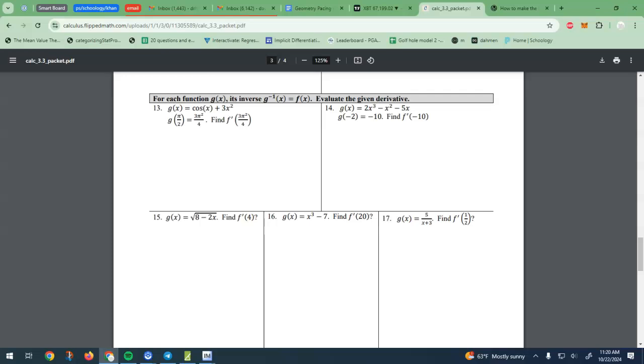So pi over, what's pi? How many degrees? 180, so pi over 2 is 90, and I want the y value. Which is 1, but it's negative. So negative 1 plus, that's 3 pi, right? And half of 6 times half pi is 3 pi.